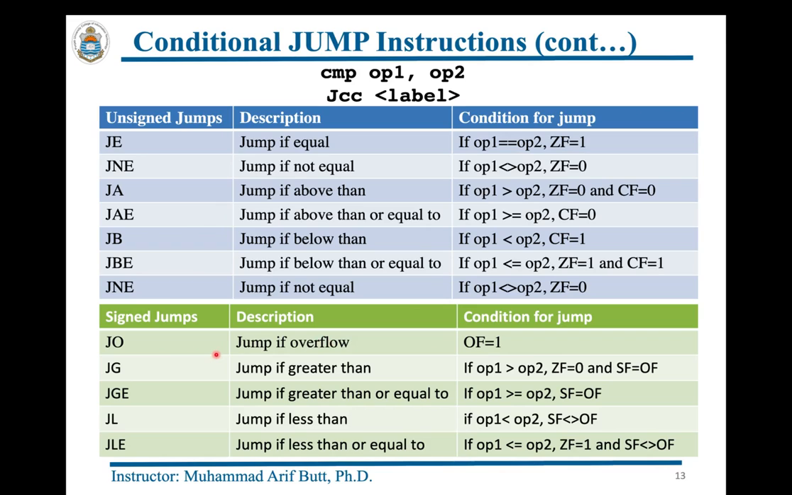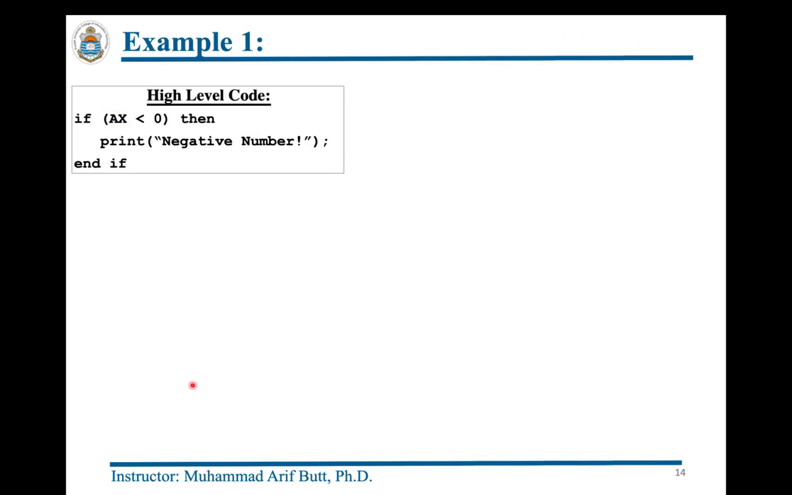Okay, so now let us do some examples to have a crystal clear understanding of these unsigned as well as the signed conditional jumps. Let us consider this code snippet written in some high level language. Suppose the variable or register AX contains a signed number, and the program checks the contents of AX, which if it contains a number less than 0, prints a message negative number and exits.